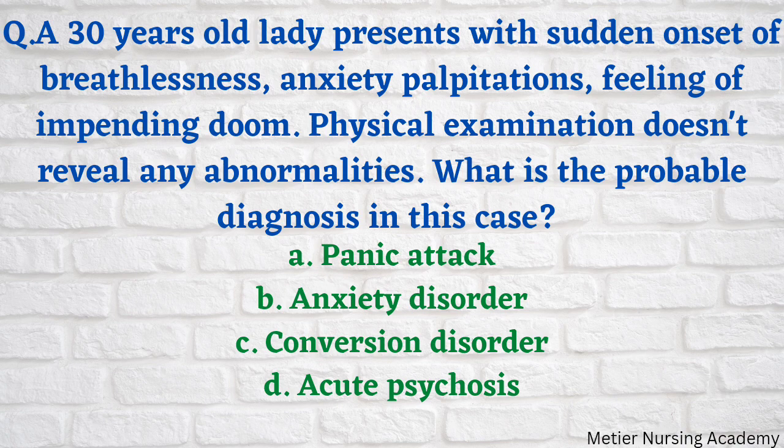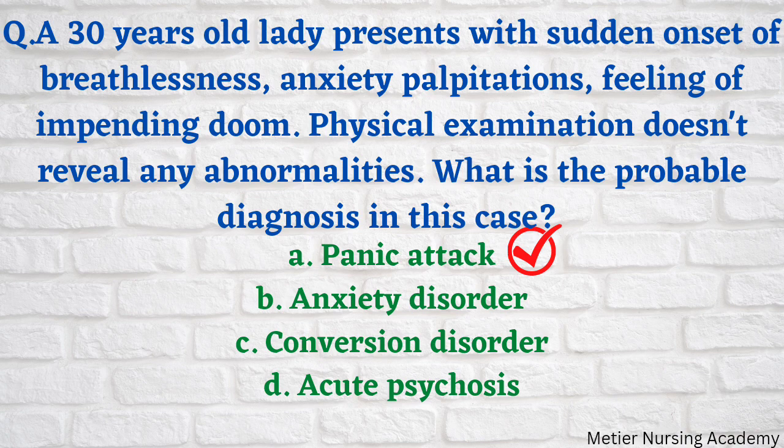Read the question carefully. Here they have mentioned a few important classical manifestations like fear of impending doom, sudden onset of breathlessness, palpitation. So these are all the manifestations of what? Just now we discussed the panic attack, right? So these are all the manifestations of panic attack. That's why here the right answer is option A, panic attack. Apart from that, here they have given conversion disorder. We know about anxiety disorder, that is the second option, no need to discuss it again and again.